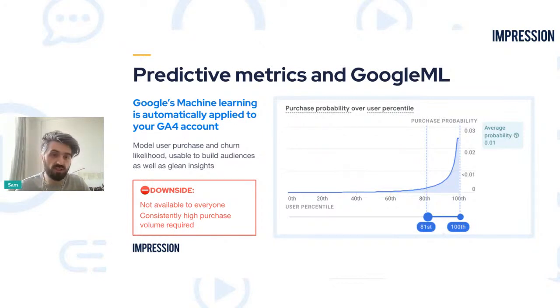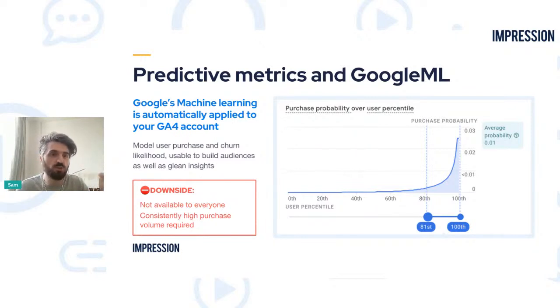They automatically apply these to your accounts, and they try to model the user behavior. So they model purchase and churn likelihood, and you can use these to build audiences and to glean insights. The downside that I mentioned earlier is that they're not available to everyone because you need a lot of purchases and it needs to be consistent. So it's within a 28-day window. You need 7 days of 1,000 conversions and 1,000 non-conversions, etc.